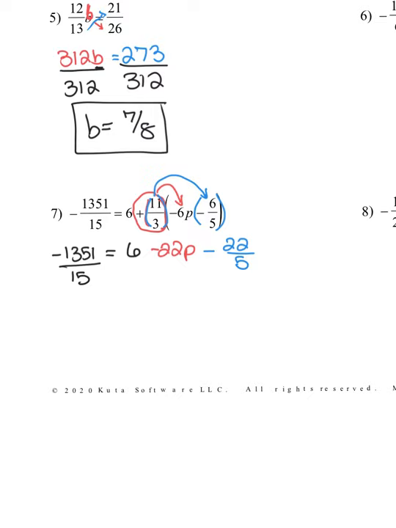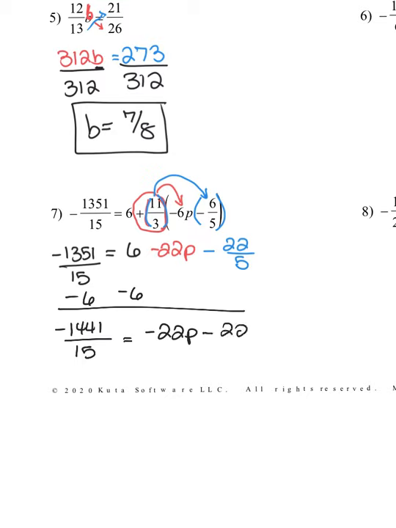Now, I would suggest that we move the 6, and I'm going to get negative 1441 over 15 equals, copy down the other things that you are left with on the right side. Now, to get the p by itself, I'm going to add 22 over 5.